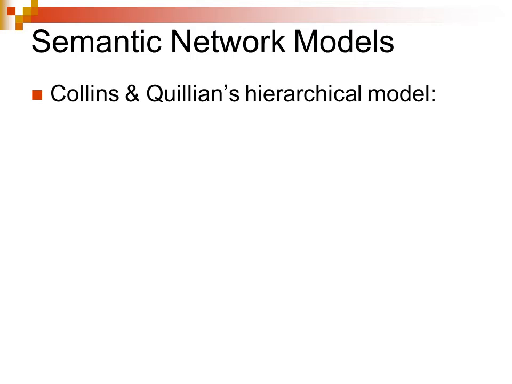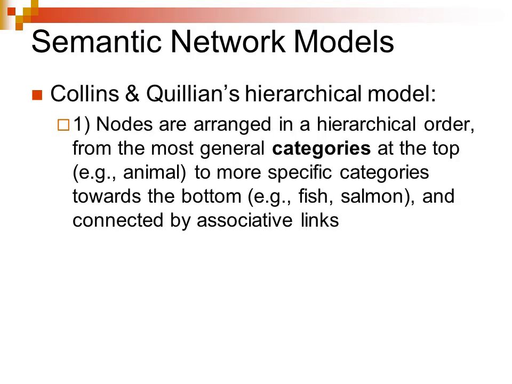So the first key feature of Collins and Quillian's model is that nodes are arranged in a hierarchical order, from the most general categories at the top to more specific categories towards the bottom, and connected by associative links. So wow, there's a lot of information in that sentence. Let's begin at the top by discussing what categories are. So categories essentially refer to nouns.